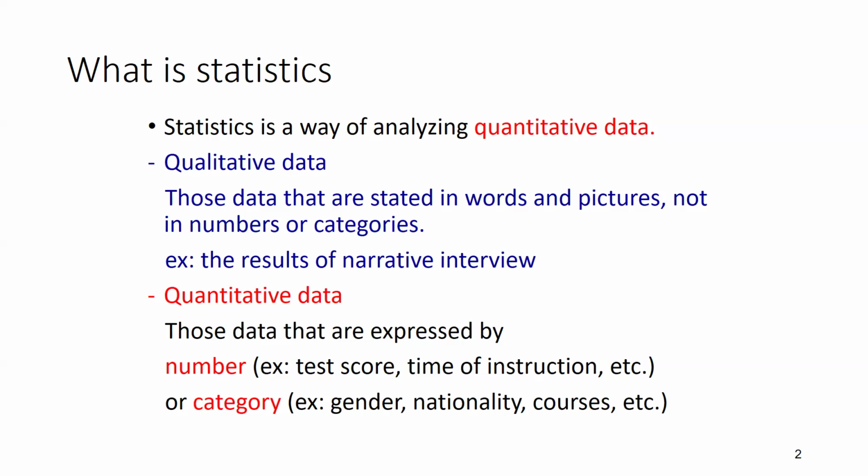And you may have category, as we are going to see in the types of data. Category: you can categorize your numbers, like gender. You may want to investigate the impact of gender maybe on test results. So you can split this test score among male and female, and you see the difference. Same as nationality, same as courses.